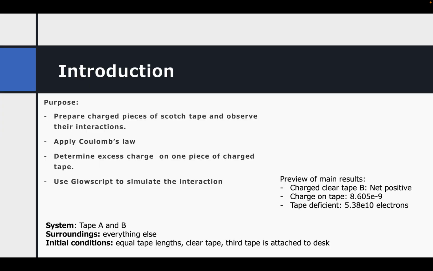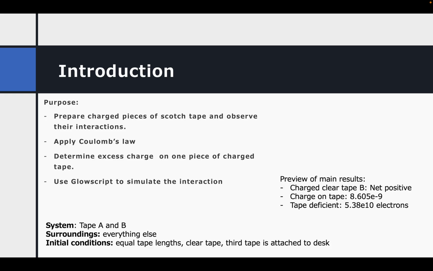The purpose of this lab was to observe the transfer of electrons between surfaces to determine the excess charge on one piece of clear tape. We're learning how to model point charges by applying Coulomb's law and then simulating this interaction with Python coding in GlowScript. A preview of the main results was that the charged clear tape had a net positive charge, and the charge on the tape was found to be 8.605 times 10 to the negative 9 coulombs, and the tape had an excess of 5.38 times 10 to the 10 electrons.